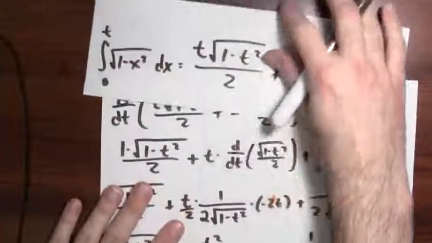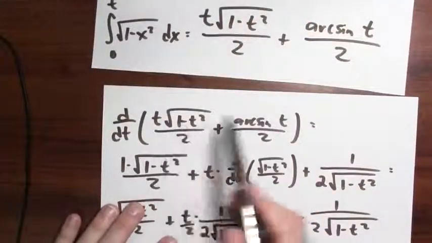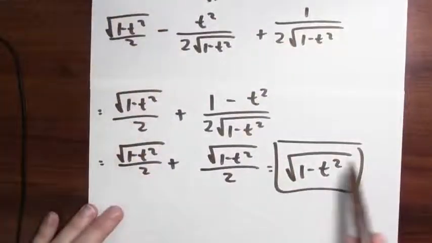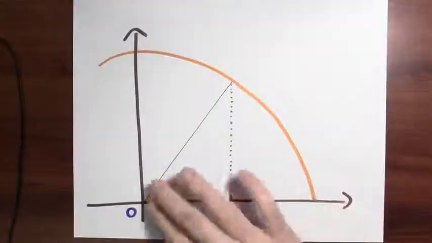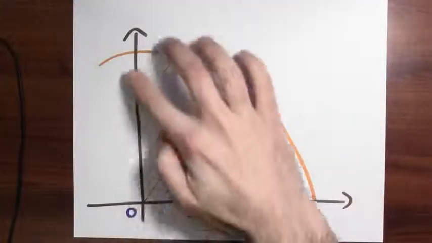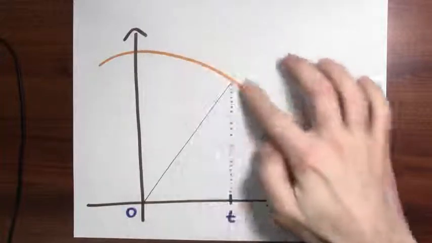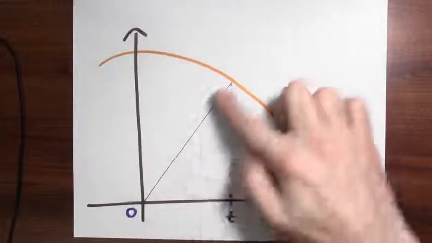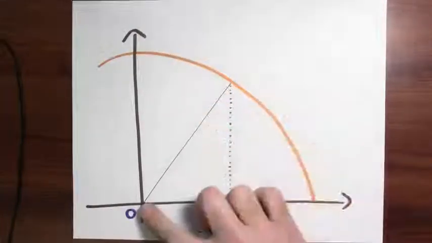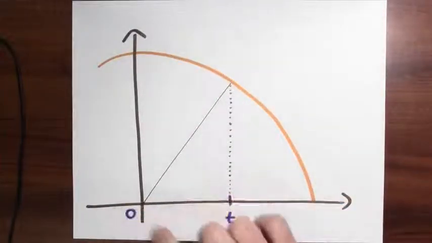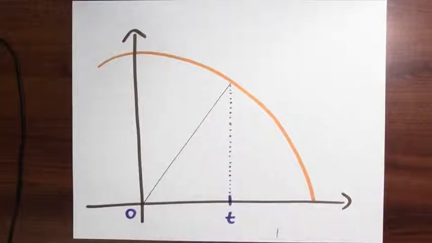I started by wanting to differentiate this expression, and I ended up with the square root of 1 minus t squared. The second method is a bit more geometric. So I want to find geometrically the area in here. And I can break that region up by drawing this line so that I've got this circular sector and this triangle. Now what's the area of the triangle piece?